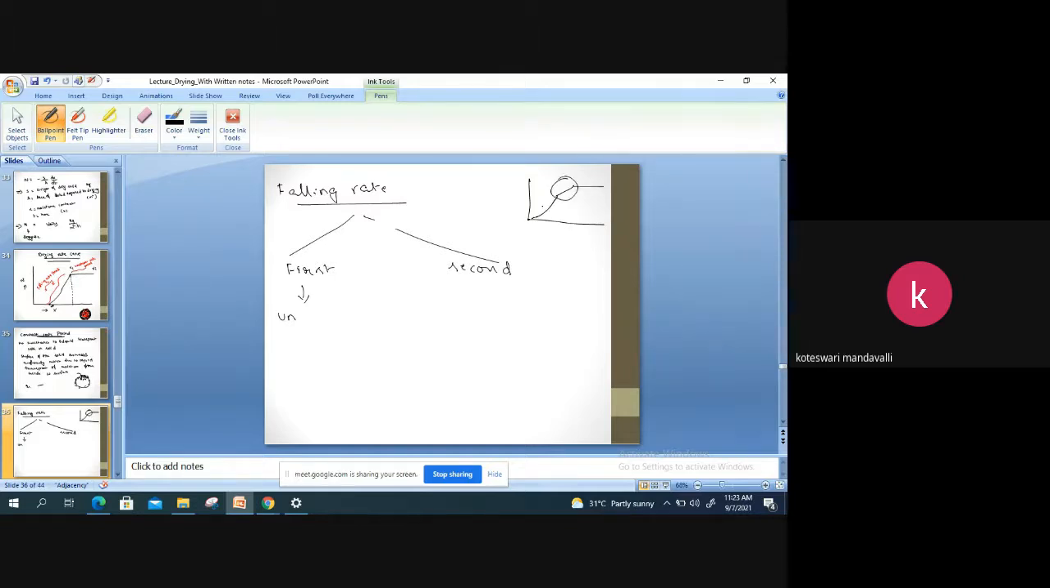This is the first falling rate. Okay, so this is first, this is the second falling rate. సో ఫస్ట్ ఫాలింగ్ రేట్ అయితే మనకి ఏమవుతుందంటే ఇది అన్సాచురేటెడ్ డ్రై.